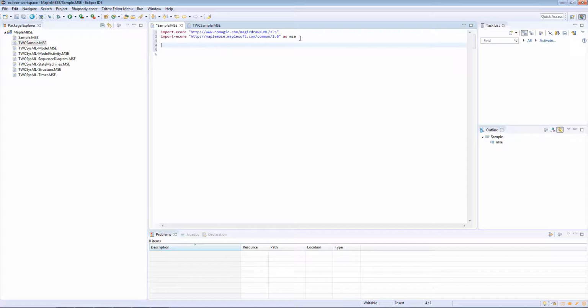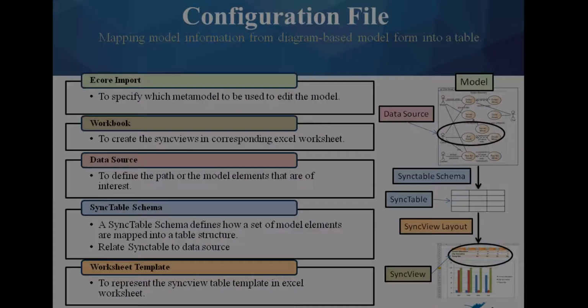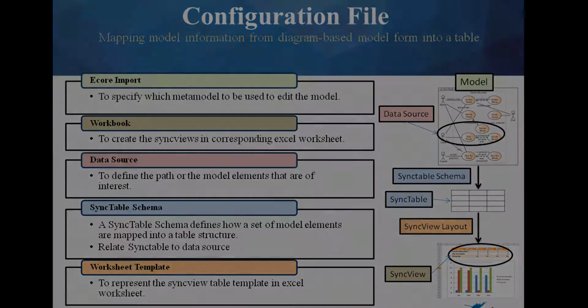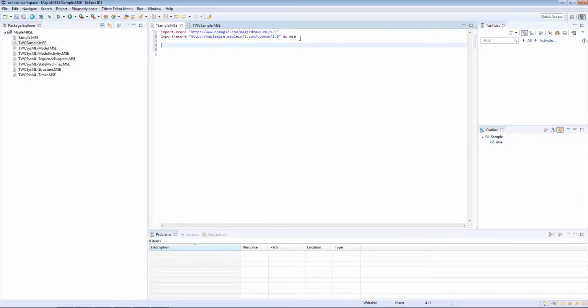Once we have imported the Eco, we need to specify the model that we are going to work with and the data source. The data source is how we tell MapleMBSE which kind of model elements you want to query. So, data source. It's always going to start with root model. So we have provided our first data source.